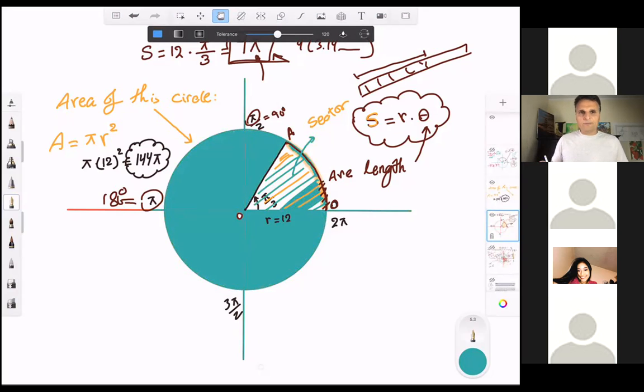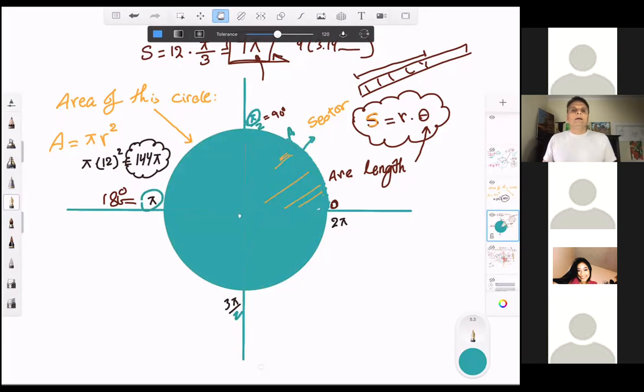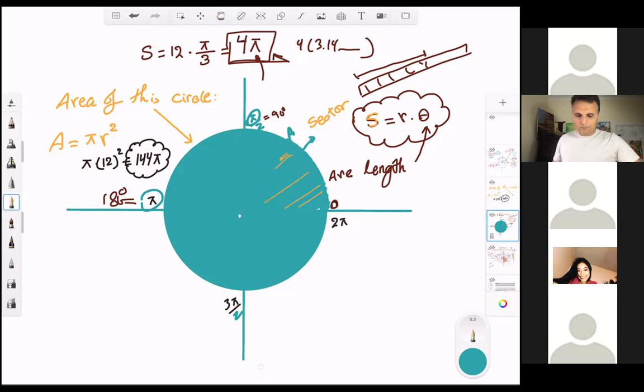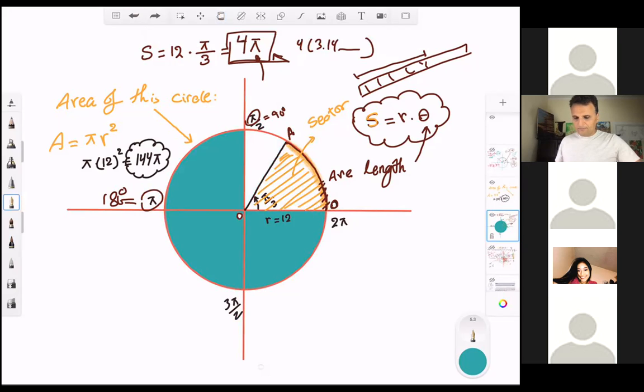So we find the area of the circle, everything. Great. So the area of everything is pi r squared. We use the formula, we're done. But now the question is, what is the area of this sector? This one with the other color. What is the area of this?